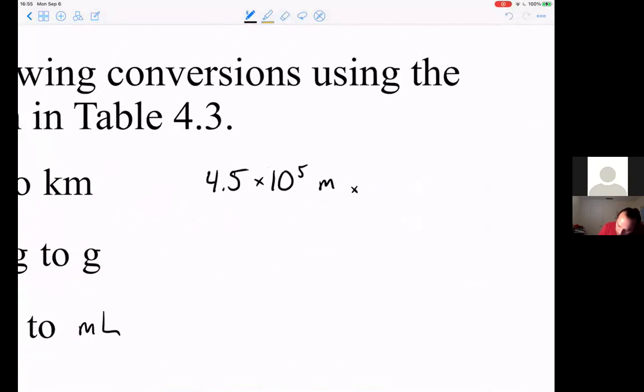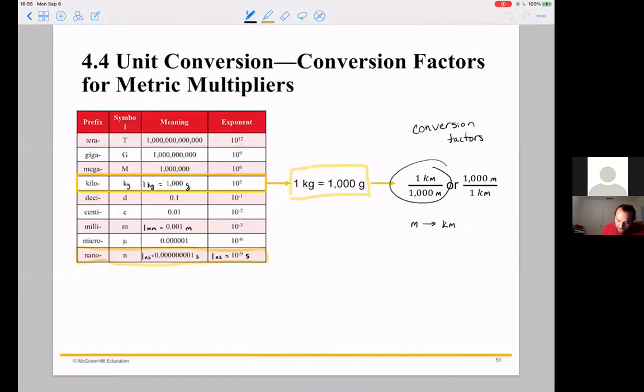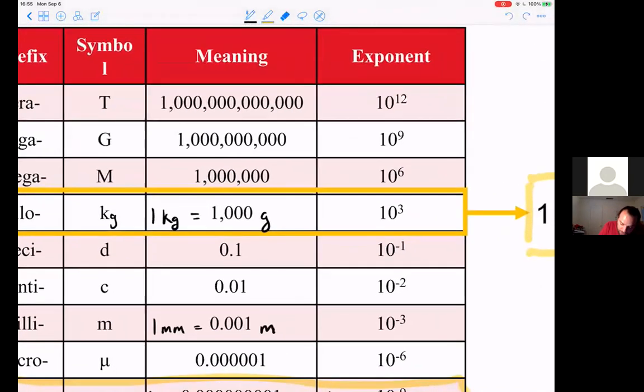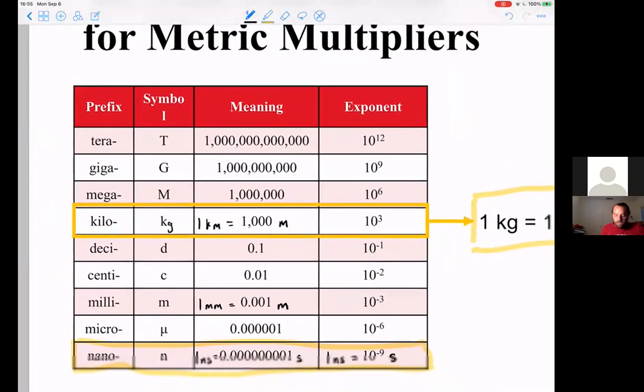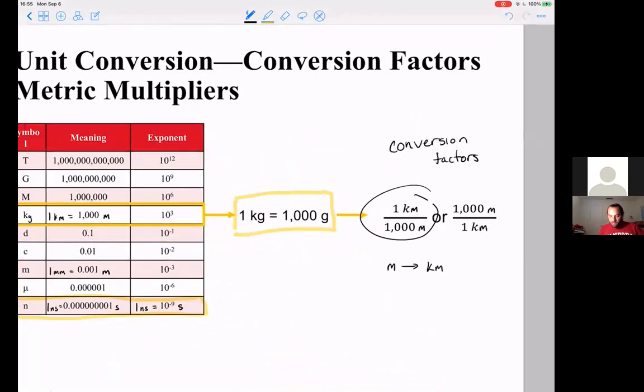So I have 1 kilometer is equal to 1,000 meters. And again, the important part is make sure that you understand how I got this conversion factor from this chart over here. Because what this is saying is, instead of kilograms, we're talking about kilometers, 1 kilometer is equal to 1,000 meters. So I took that 1 kilometer equals 1,000 meters, and I stacked those two quantities on top of each other to create a conversion factor.